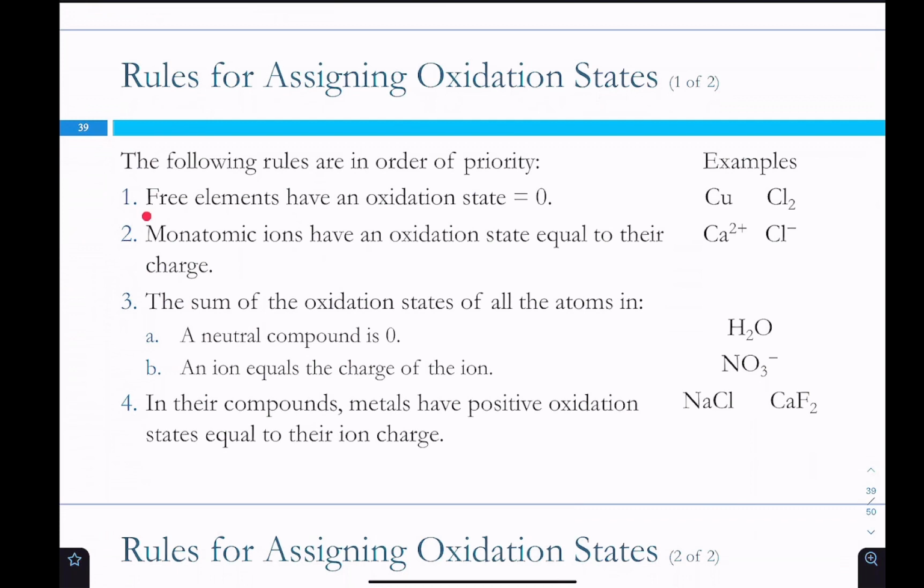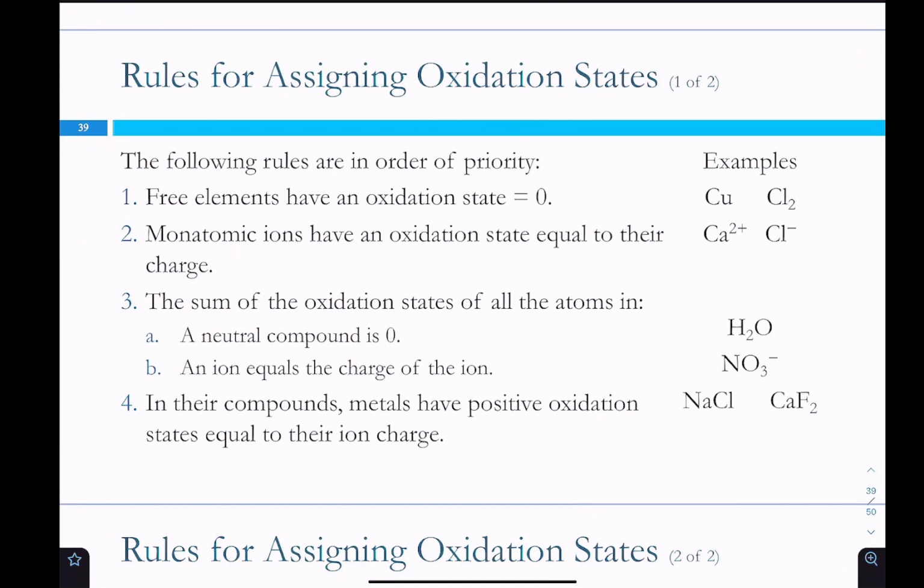So the first rule is that free elements have an oxidation state of 0. That's going to be any element that occurs in its elemental state. Really, anything that's a metal will exist as a solid, except for mercury. Mercury is a liquid. So if we see copper, especially if it's written in a reaction as copper solid, we can assume that that's copper metal. Because if it was part of the solution, it'd be aqueous. And if it's part of the solution, it's going to be an ion.